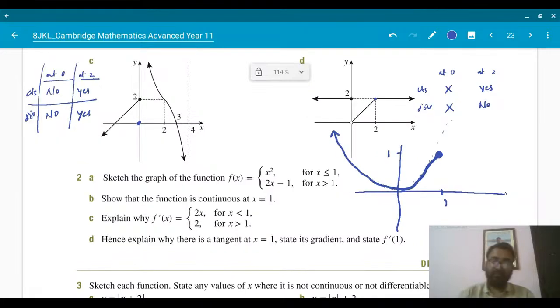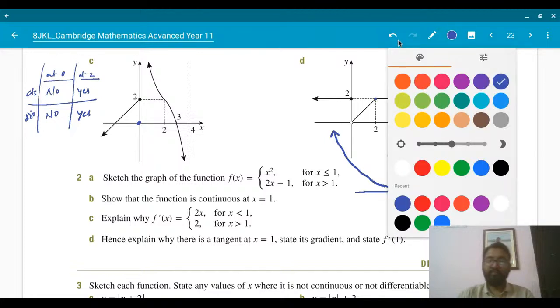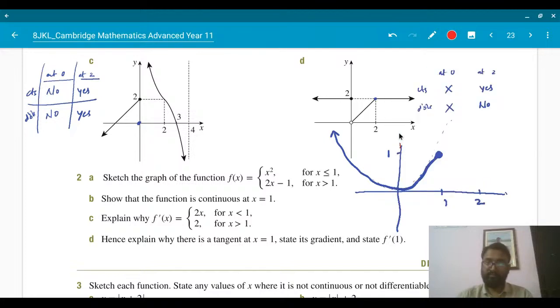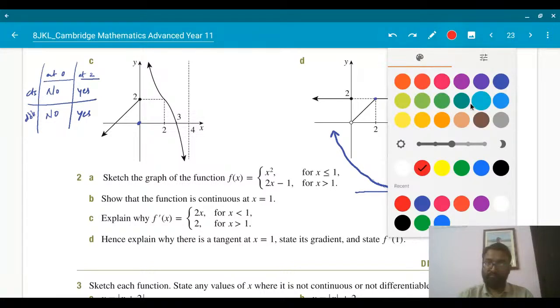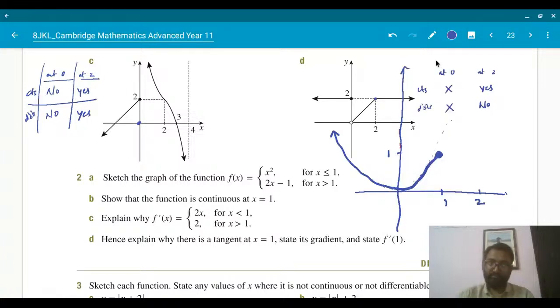After that it is 2x minus 1. At x equals 1, 2x minus 1 equals 1 only, so it is touching. At x equals 2, what is the value of the right function? 2 times 2 minus 1 is 3. So now come here, at x equals 2 it is 3.